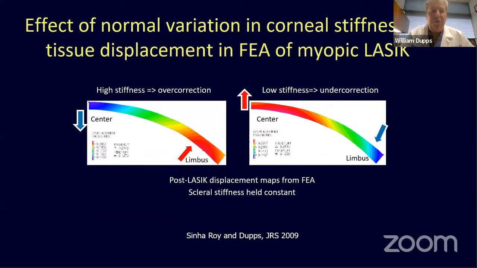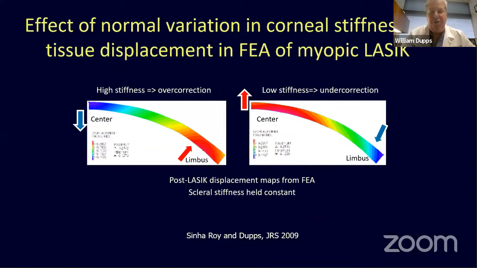On the left, we used a high stiffness property from that range. And what we saw was that the corneal displacement actually was somewhat posterior in the central cornea. So the cornea moved backwards ever so slightly after the ablation, along with the shape change from the ablative profile.